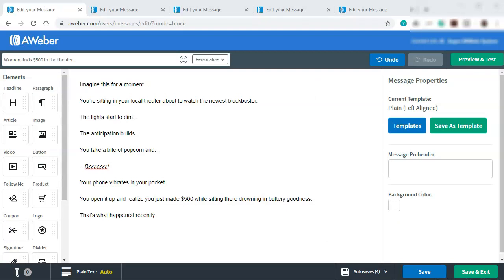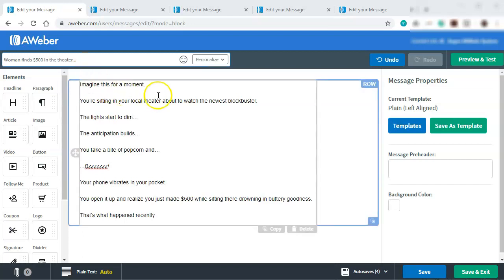So the first one is story. This can be your own story, something that happened to you or something that you saw happening to other people, your friend or family member. The subject line has to be interesting, something that will get the reader to open the email. In this case, I put in, for example, woman finds $500 in the theater. Something interesting, something that someone might want to read.